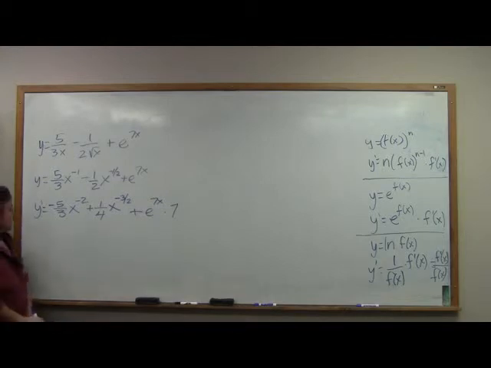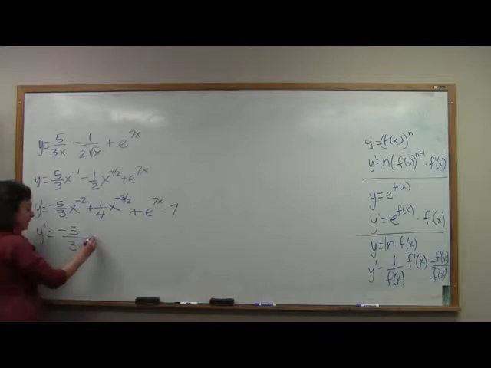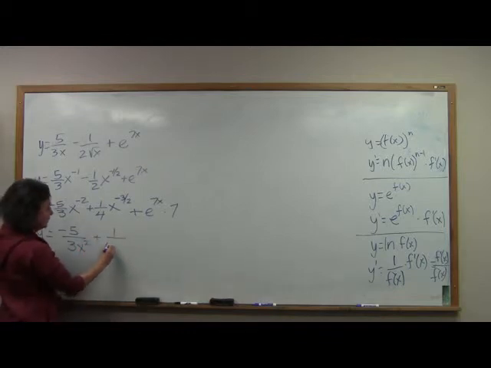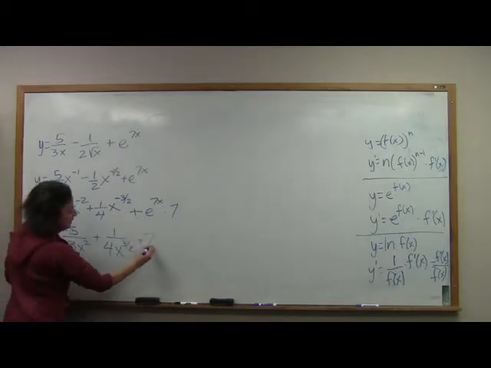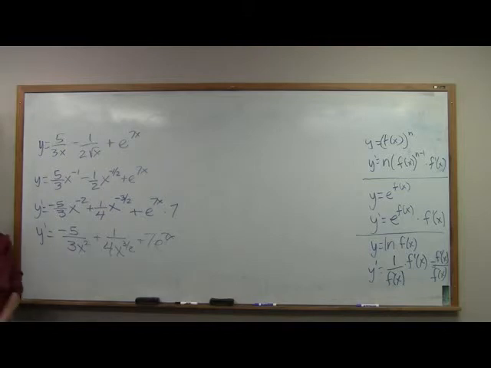All right, so let's just clean this up a little bit so we don't have any negative exponents. What do I get in my first term? I have negative 5 over 3x squared. Next term, 1 over 4x to the 3/2 power. And then I always like to put my constants out in front, so I would write that as plus 7e to the 7x.